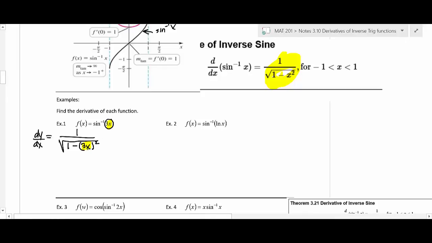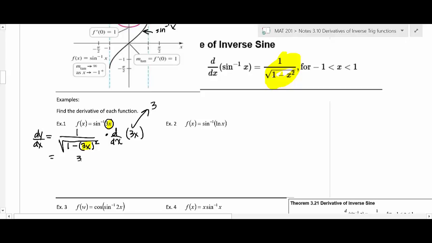Then what do you have to do? It's the same thing over and over again. What's next? The derivative of what's inside by chain rule, right? So now you do the derivative of 3x, and then you simplify it, and then you're done. You always just do 1 over the square root of 1 minus the function squared, times the derivative of the function. The derivative of 3x, of course, is 3.